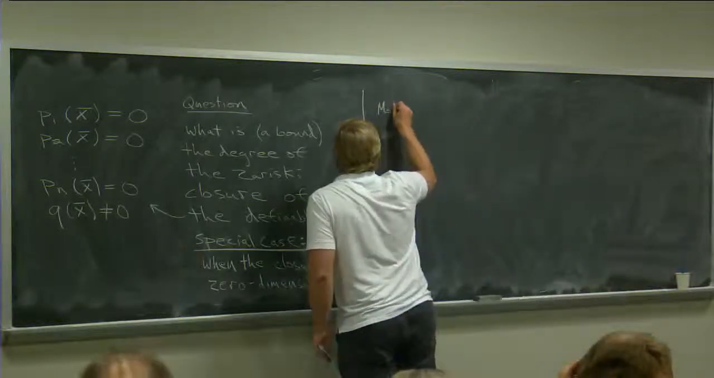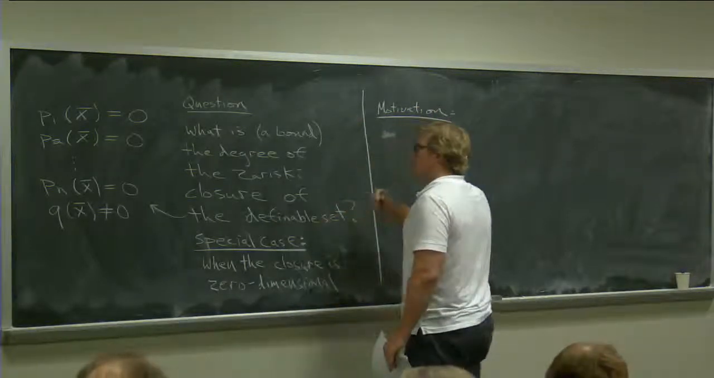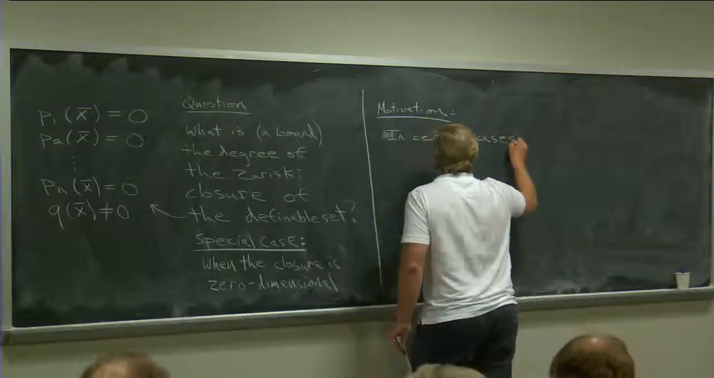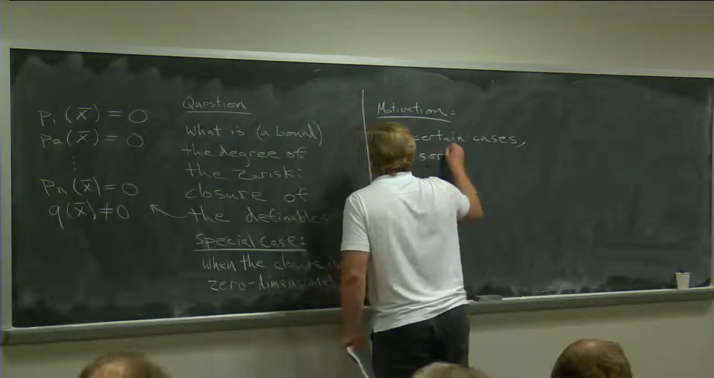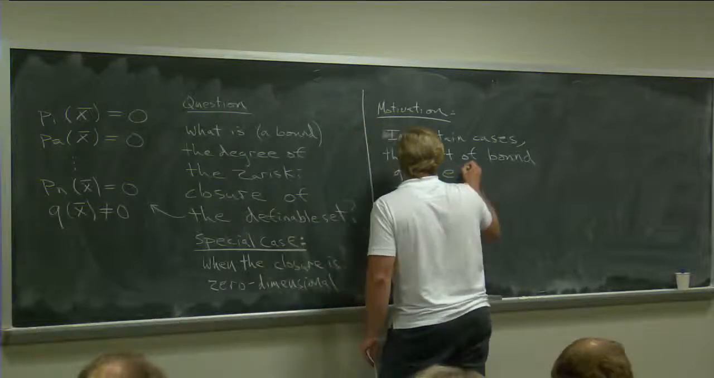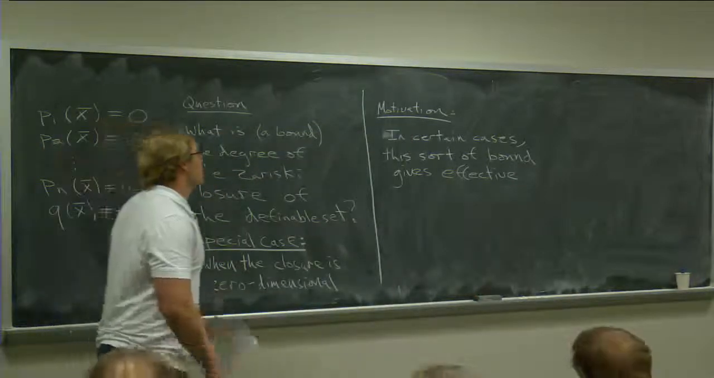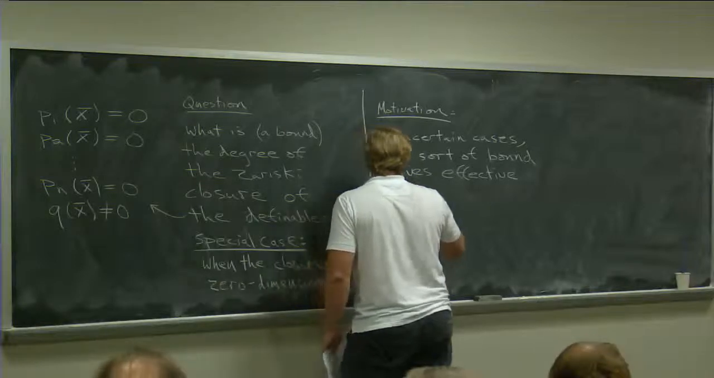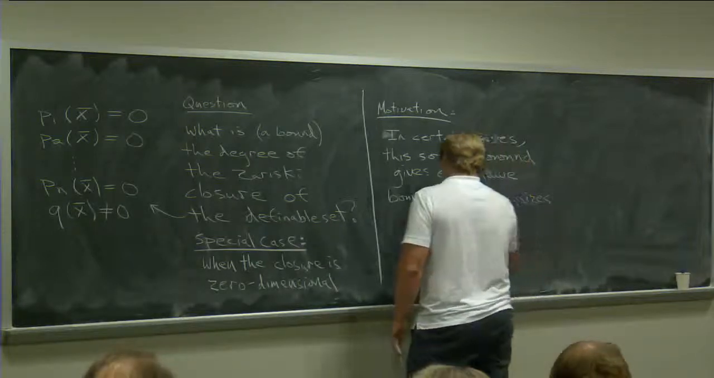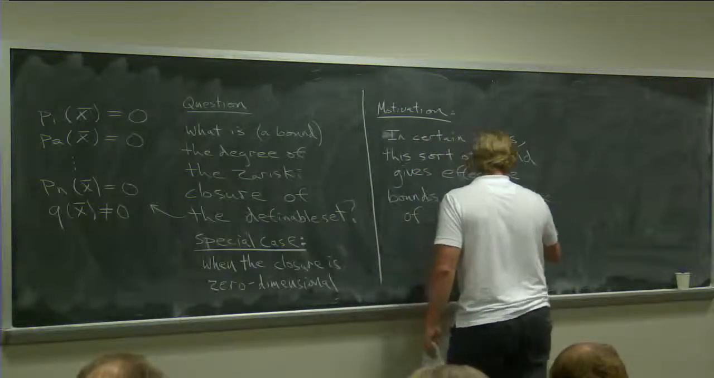But for me, part of the motivation is that basically this problem will, in certain cases, this sort of bound gives effective, and by effective I mean an actual number that you can calculate, gives effective bounds for the sizes of certain, what I'll call unlikely intersections.